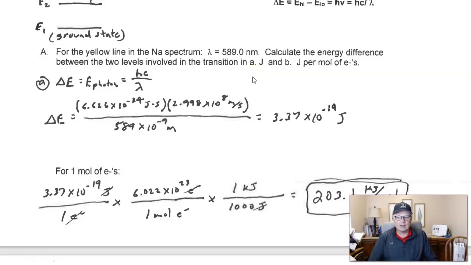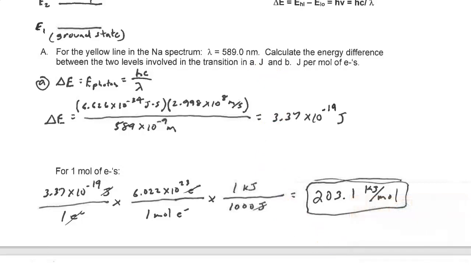All right, so how am I going to do that? Well, I know that delta E is equal to the energy of the photon, which is equal to hc over lambda. All right, so I know that h is 6.626 times 10 to the minus 34 joule seconds. That's a constant that would be given to you on a test. That's Planck's constant. I know that c is 2.998 times 10 to the 8th meters per second. That's a constant. Of course, I would give you that on a test as well.